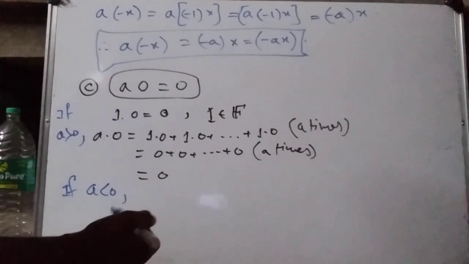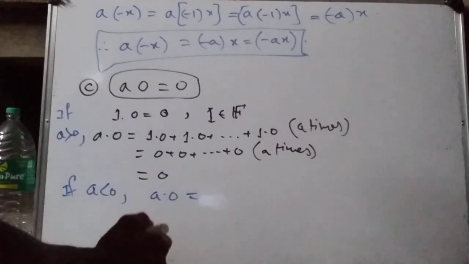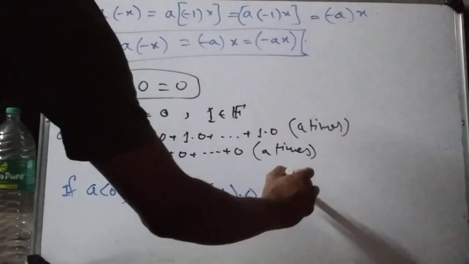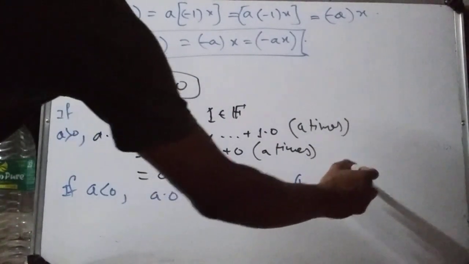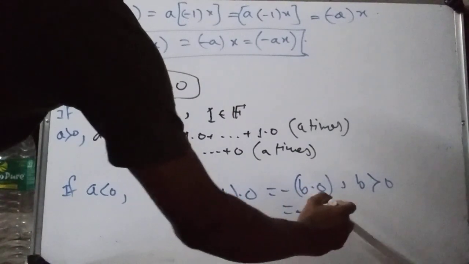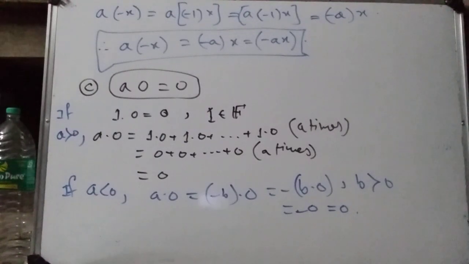Then we also discussed this one. a multiplied by 0 equals what? That means minus b multiplied by 0 equals minus of b0. Okay, and obviously b is greater than 0, then b0 equals minus of 0 equals 0. Because from earlier portions b0 equals 0, so not a problem at all. If b belongs to F, we are done, this one is clear.